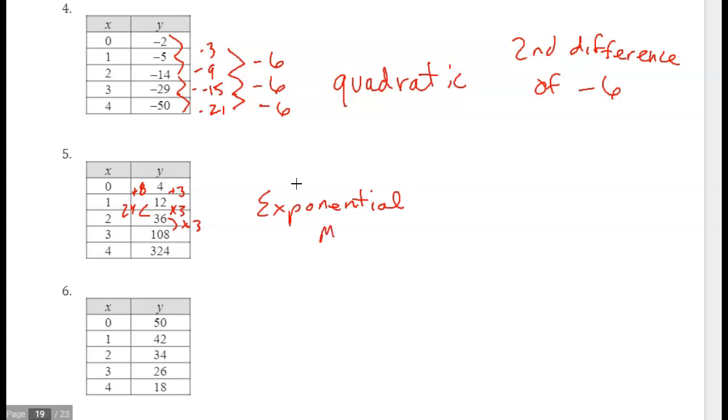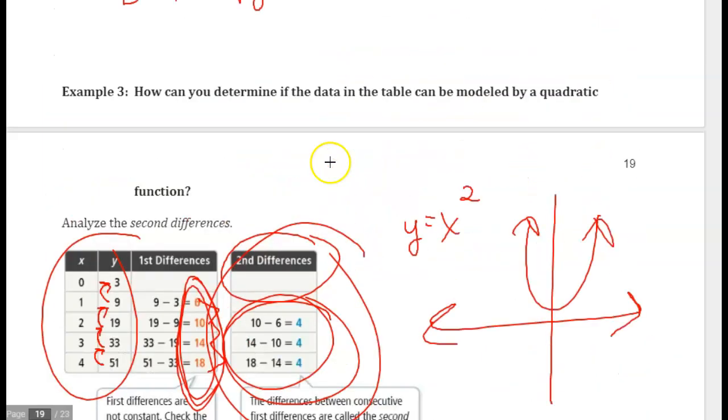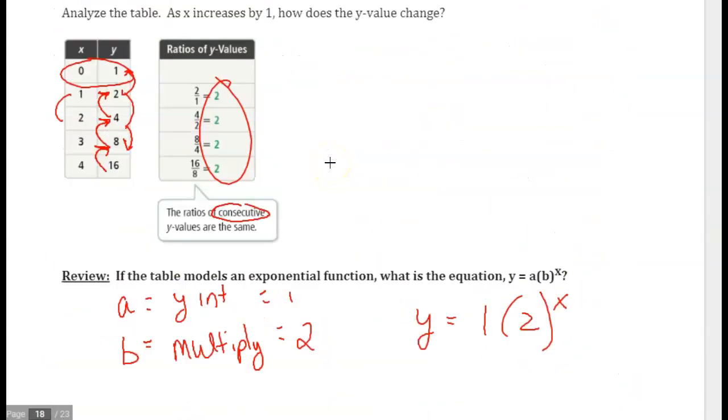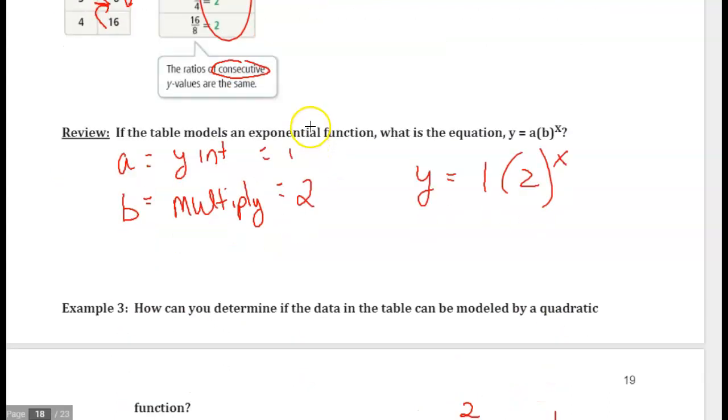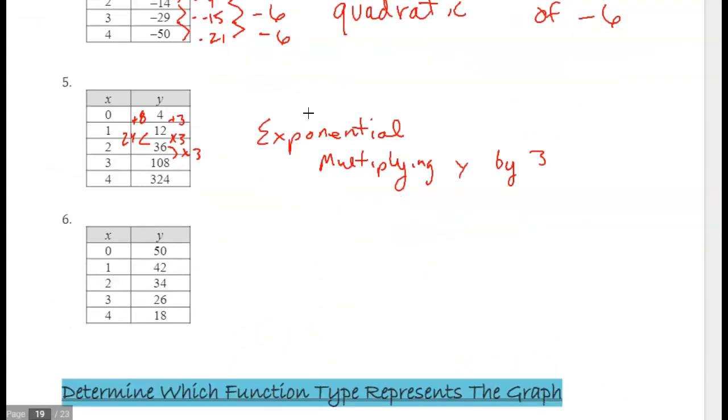Because you're multiplying y by 3. Or you could go back and explain like they did up here. The ratios of consecutive y values are the same. Whatever works.